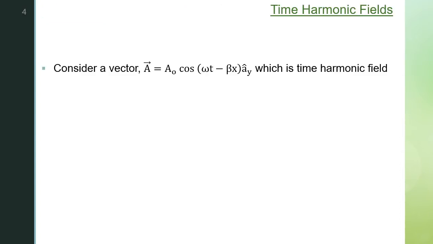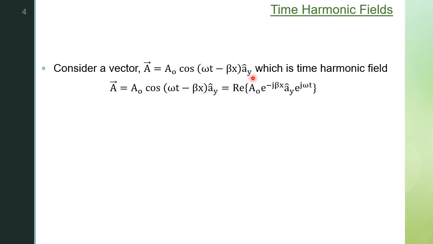Now let us consider a vector A which is given by A naught cos omega t minus beta x ay cap. It is dependent on cos, so it will vary periodically with respect to time. Hence, it is an example of a time harmonic field. This A naught is the amplitude. From omega, you will get the frequency, and this is the phase angle. And this vector is directed in the y direction.